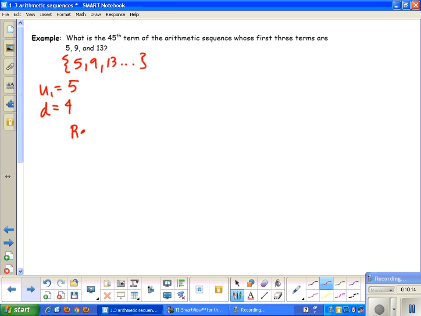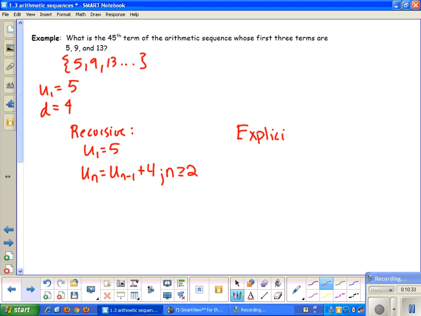So for this, the recursive form would be my first term and a formula to get to the nth term. So u sub n minus 1, my previous term, and I'm adding 4 each time for values of n greater than or equal to 2. And then my explicit would be u sub n is equal to my first term plus n minus 1 times my common difference, which is 4.